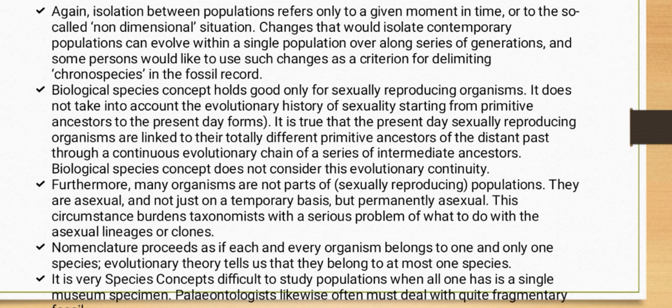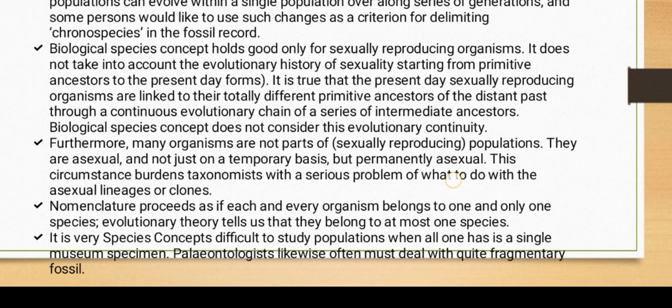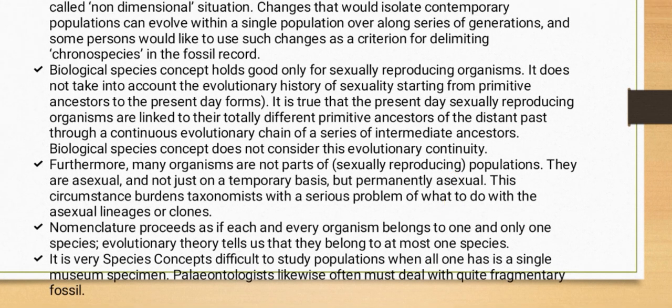would isolate contemporary populations can evolve within a single population over a long series of generations, and some persons would like to use such changes as a criterion for delimiting chronospecies in the fossil record. Biological species concept holds good only for sexually reproducing organisms. It does not take into account the evolutionary history of sexuality starting from primitive ancestors to the present day.